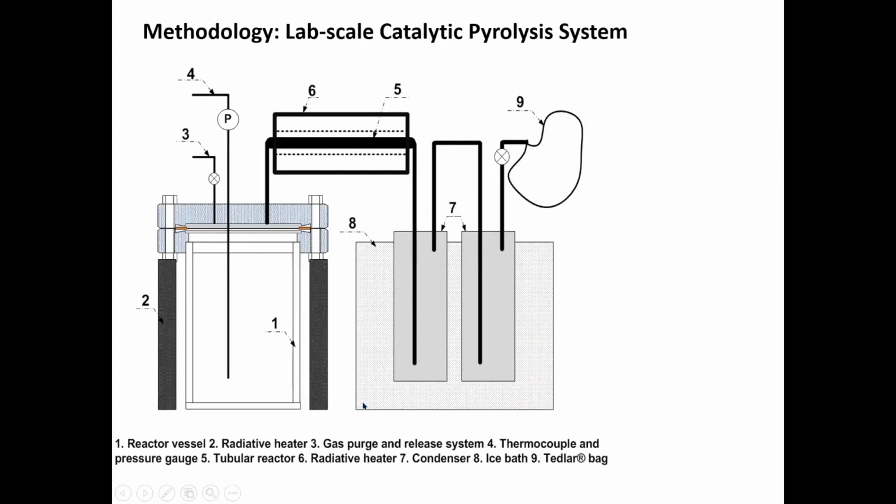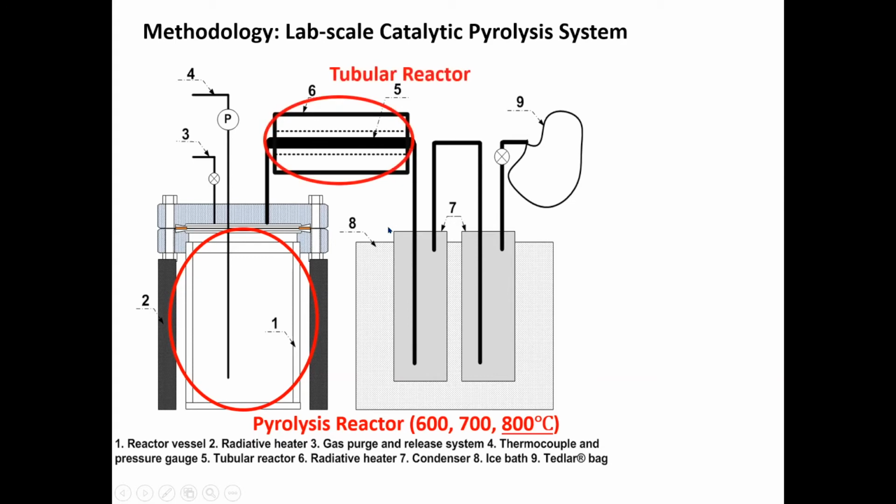For my part, the methodology is I use a lab scale catalytic pyrolysis system. For this system, I have the main pyrolysis reactor. In this reactor, I put the feedstock, the agricultural waste, and we vary the temperature from 600 degrees Celsius to 800 degrees Celsius. And in the downstream, we have a catalytic reactor. I also call it a tubular reactor. So this is a downstream tubing.